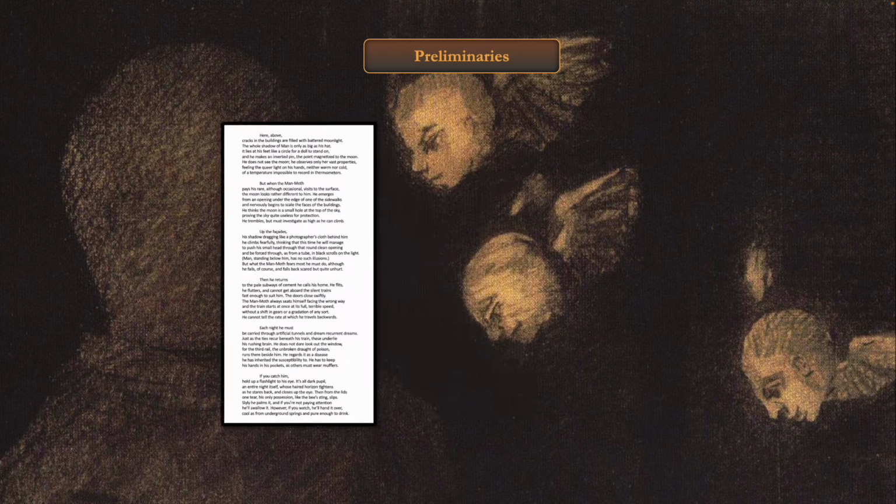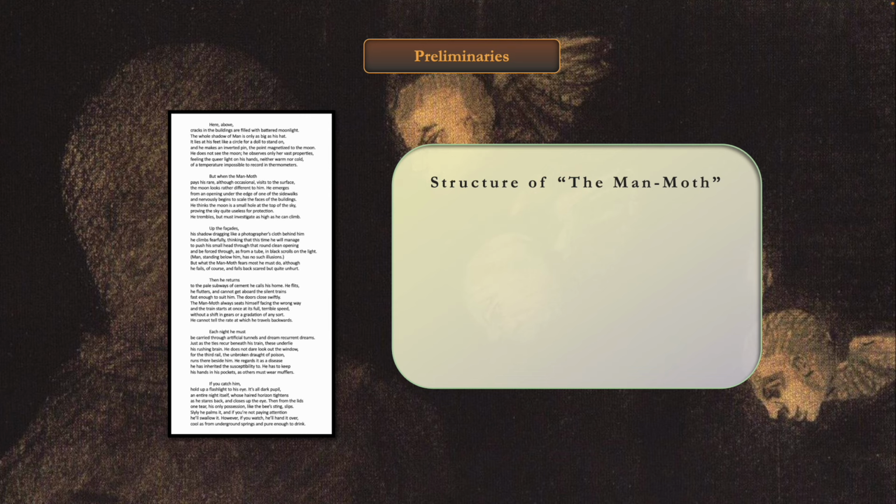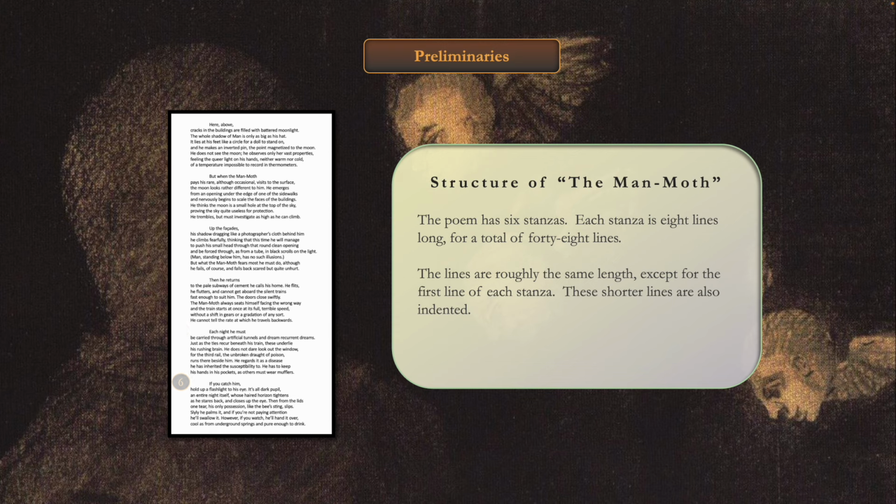So here's Bishop's poem, The Man Moth, again. I'll talk a little bit about the structure of it. The poem has 6 stanzas, and each stanza is 8 lines long. So they're all the same length, and it's a total of 48 lines. The lines are all roughly the same length, except for the first line of each stanza, which is rather strange.